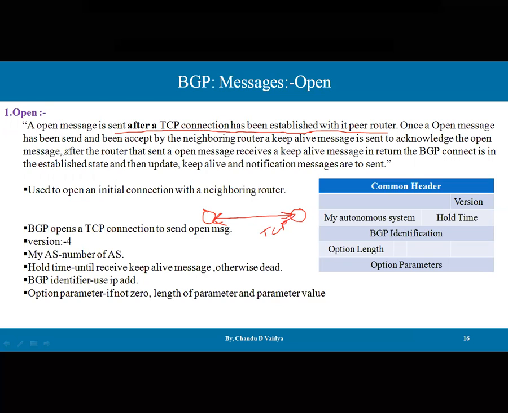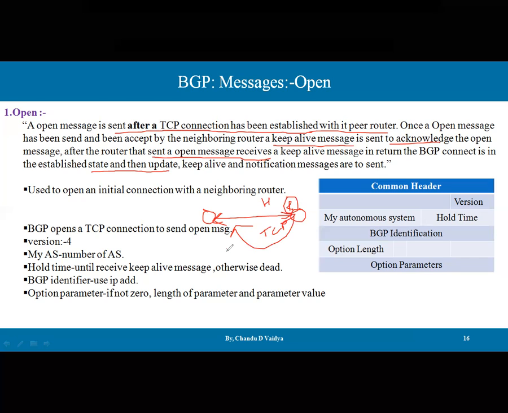Once the open message has been sent and accepted by the neighbor router, a keep alive message is sent. So once it is received, the keep alive message is sent to acknowledge the open message, saying that I am alive, I am alive. After the router that sent the open message receives a keep alive message, the BGP connection is in the established state, and then update, keep alive and notification messages are sent.